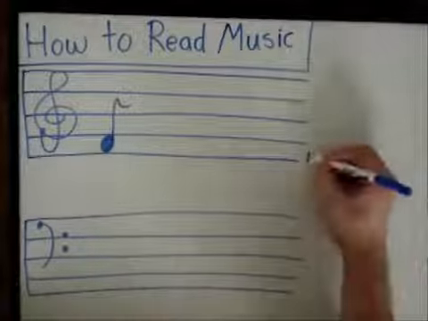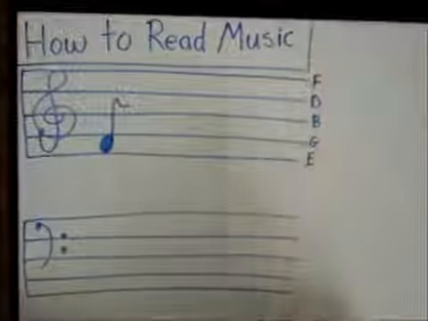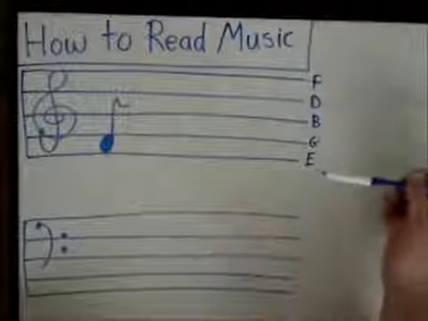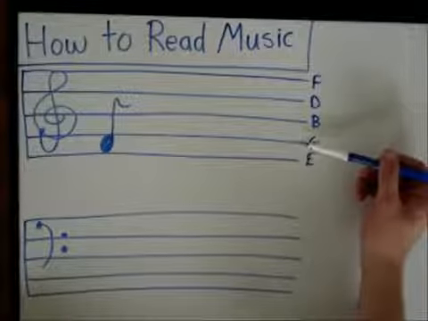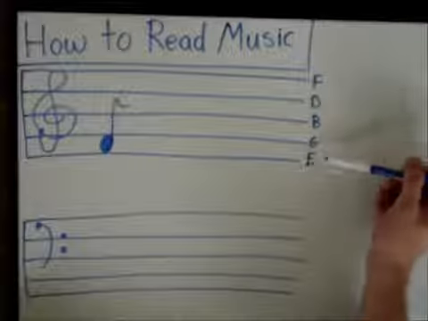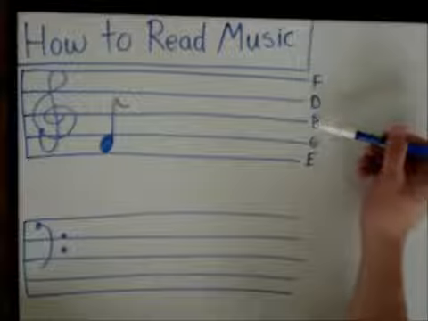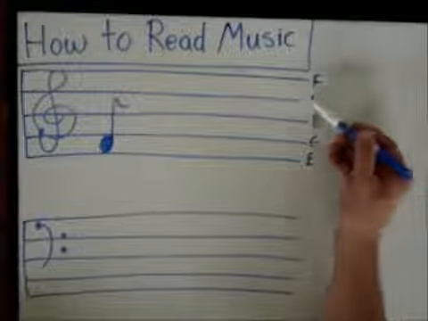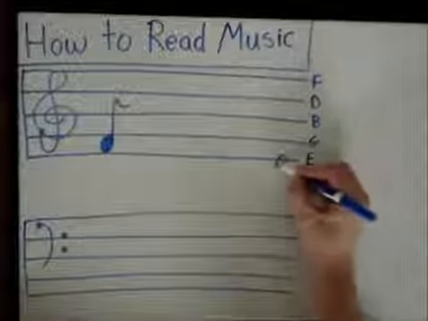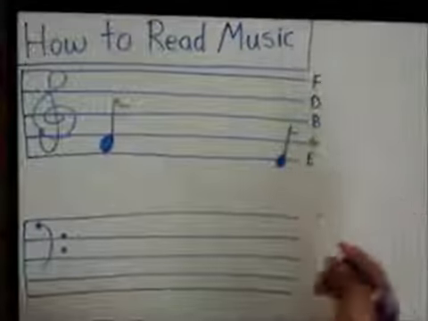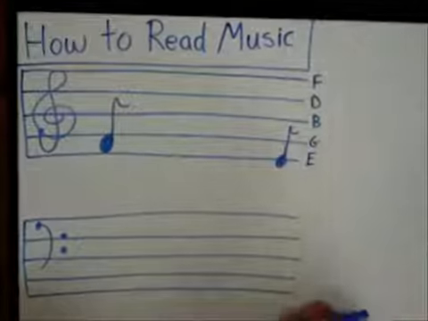So for instance, in the treble clef, the bottom line represents the note E, then G for the second line, then B, D, F for the third, fourth, and fifth lines. If you see a note, say right here, that is telling you you're going to play an E note.